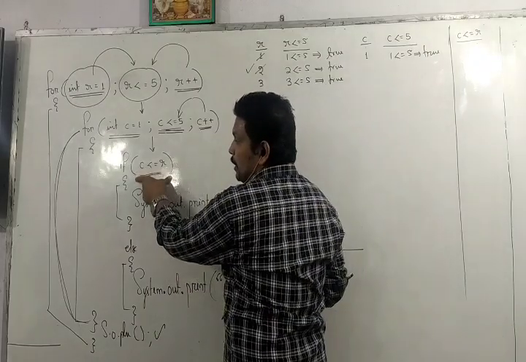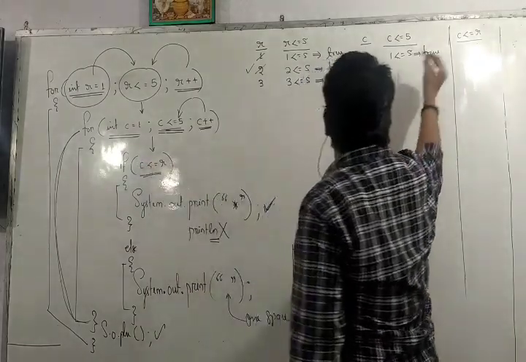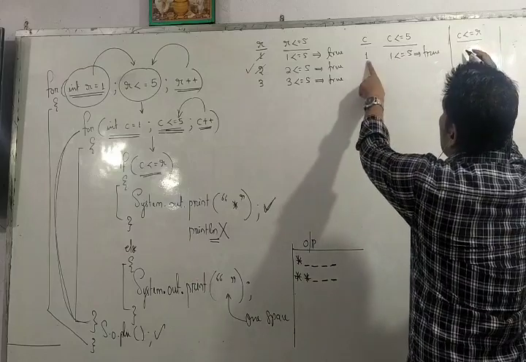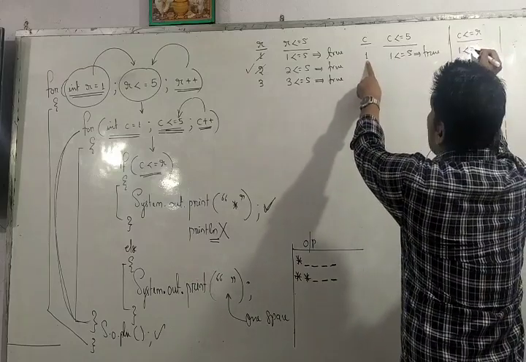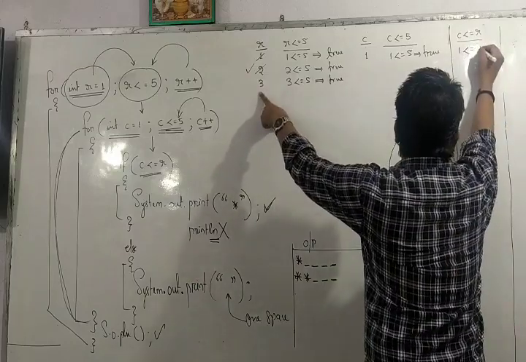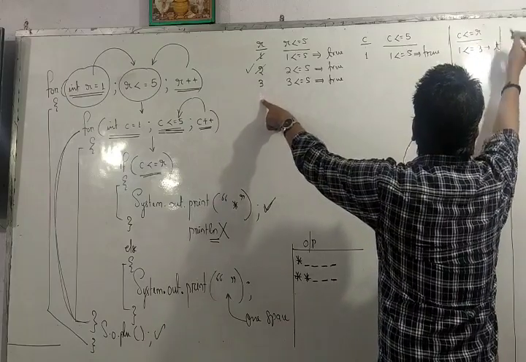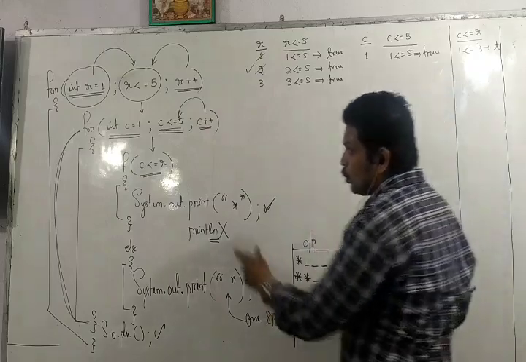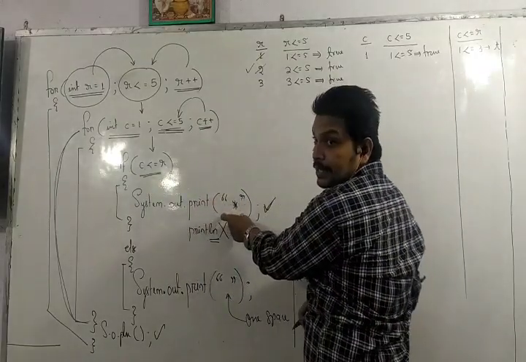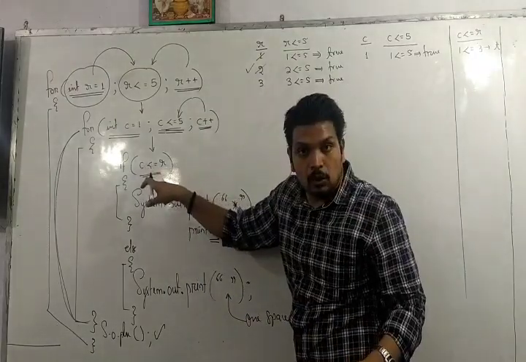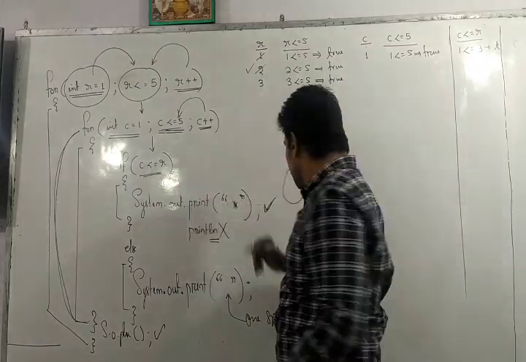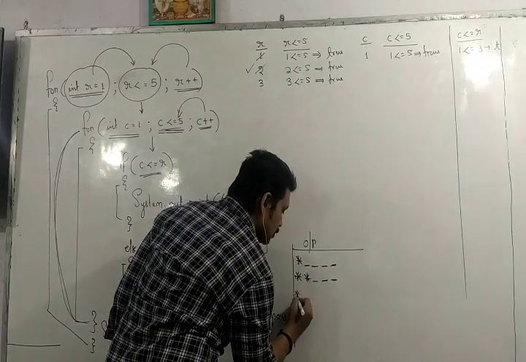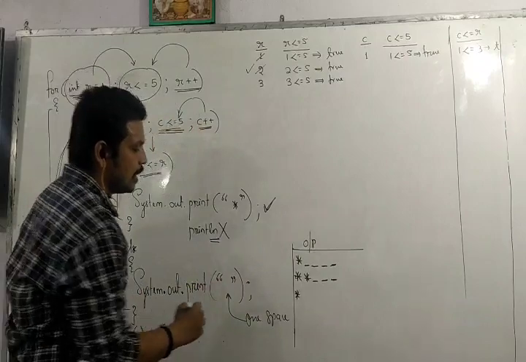Within the body, what we have written? C less than equal to R. So C less than equal to R means, what is the value of C? 1 less than equal to R. What is R? 3. 1 less than equal to 3. It is true. Yes or no? If this condition is true, this part will be executed, so star will be printed.